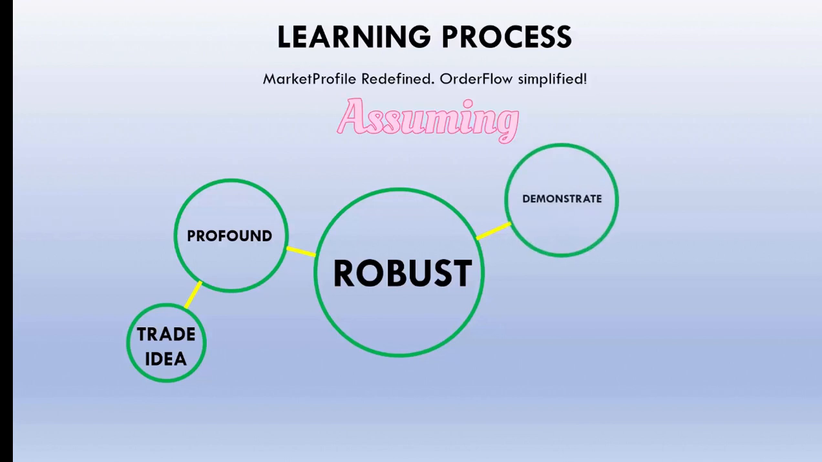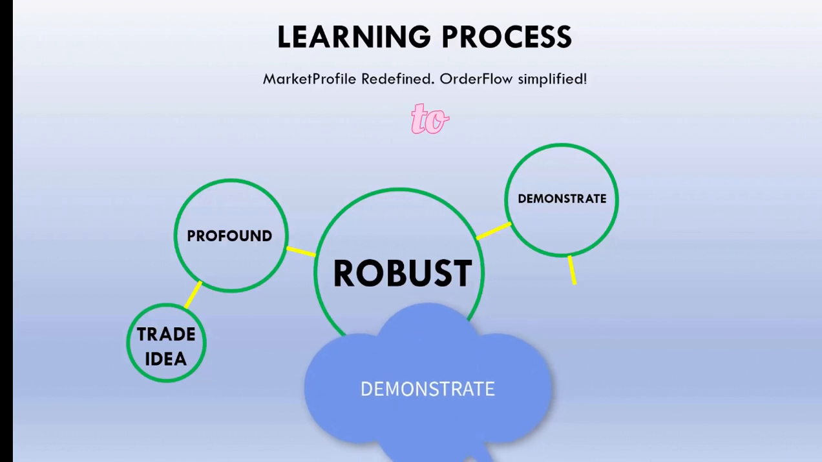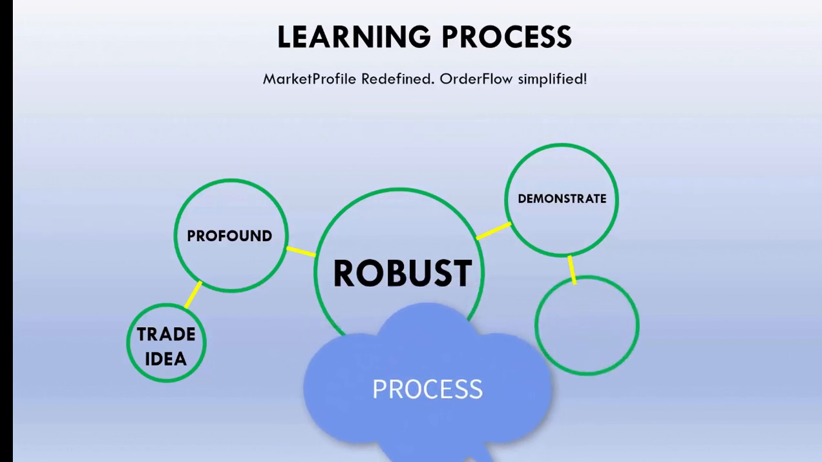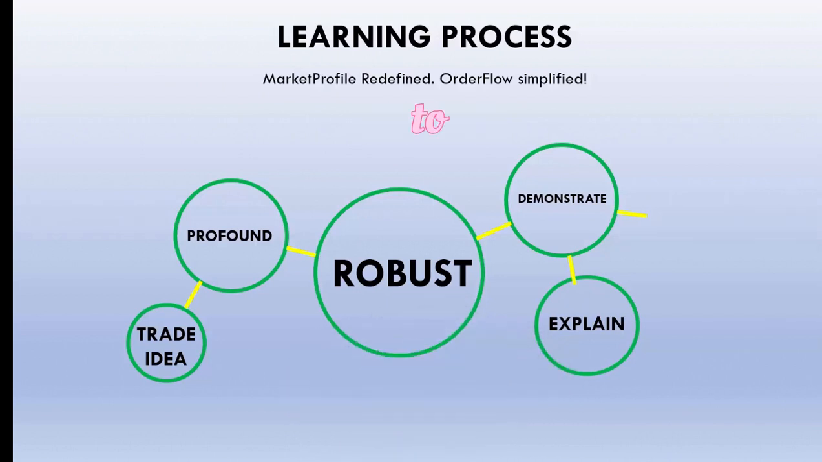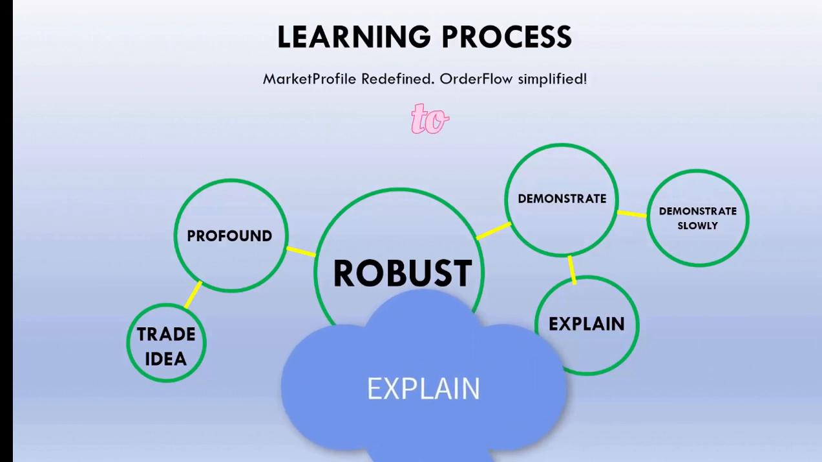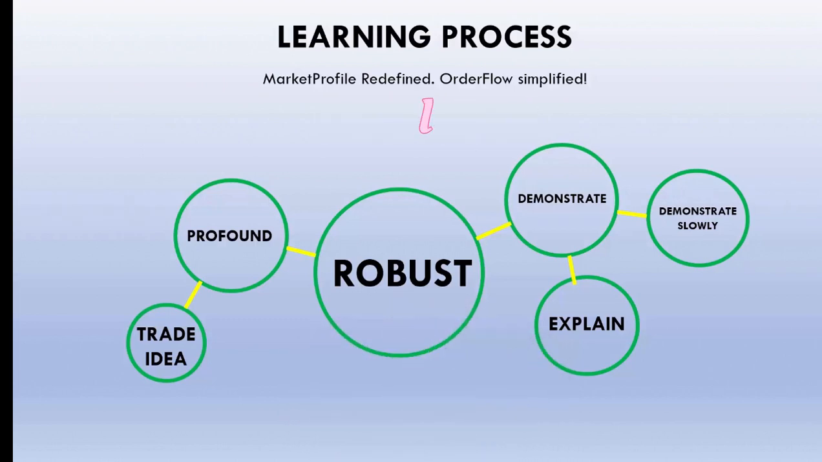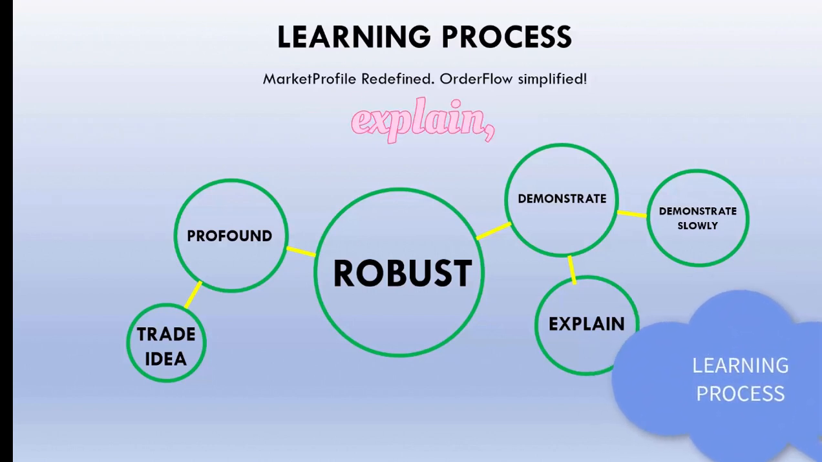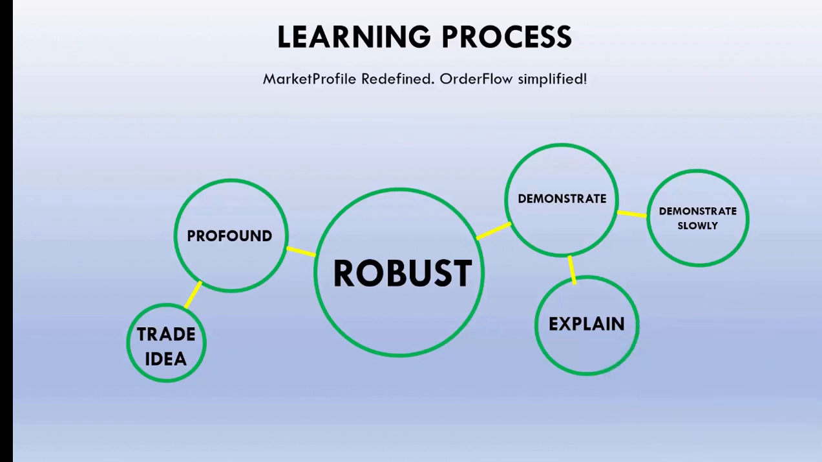Assuming I have such a system in place, I have to be able to demonstrate the effectiveness of the system to you for you to learn it as a process. I have to be in a position to explain it to you, and then when I explain it to you and you understand it, I have to be in a position to demonstrate it again slowly to you. This is a typical learning process. You demonstrate, you explain, you re-demonstrate slowly.